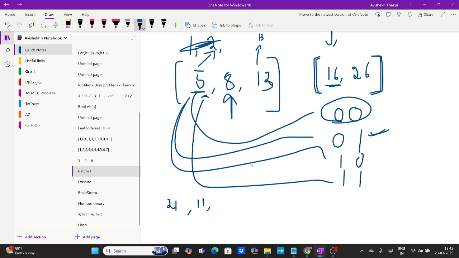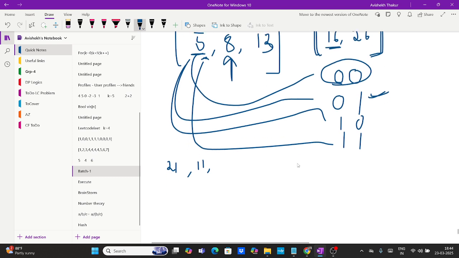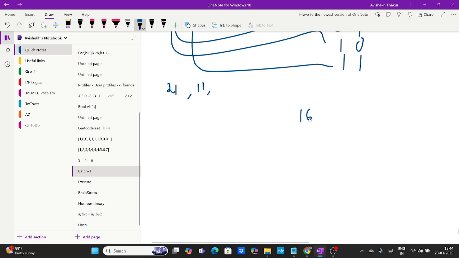So it will be GCD, or rather, finding the LCM. You got the point now, first of all? Yes. So this will test your basic maths. If you take 16 and 26 and find the LCM, what is LCM? Least common multiple, right?